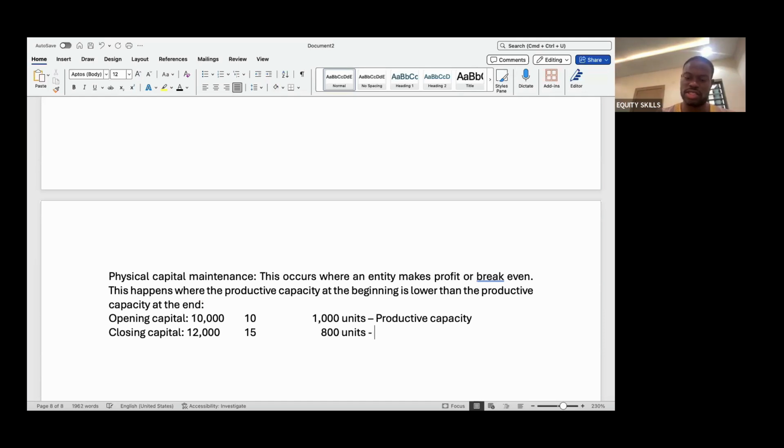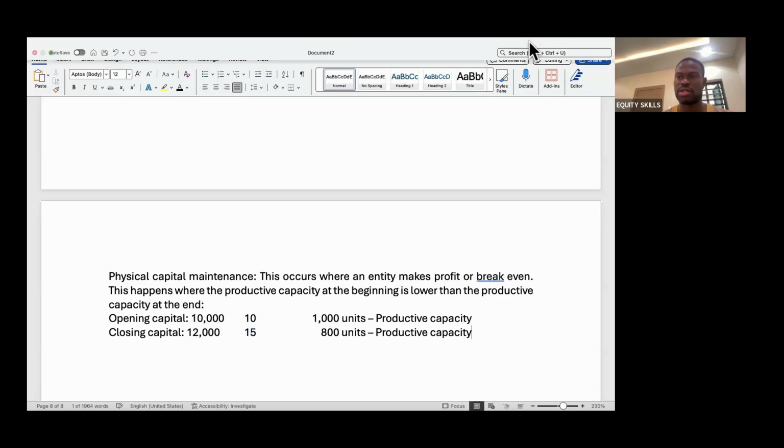800 units. So this guy's productive capacity: this guy has not maintained his capital. Even though if you look at the money, yes, it went up, but his productive capacity has declined because of inflation. The same goods he could produce for 10 naira per unit, now he can do it for 15 naira per unit.